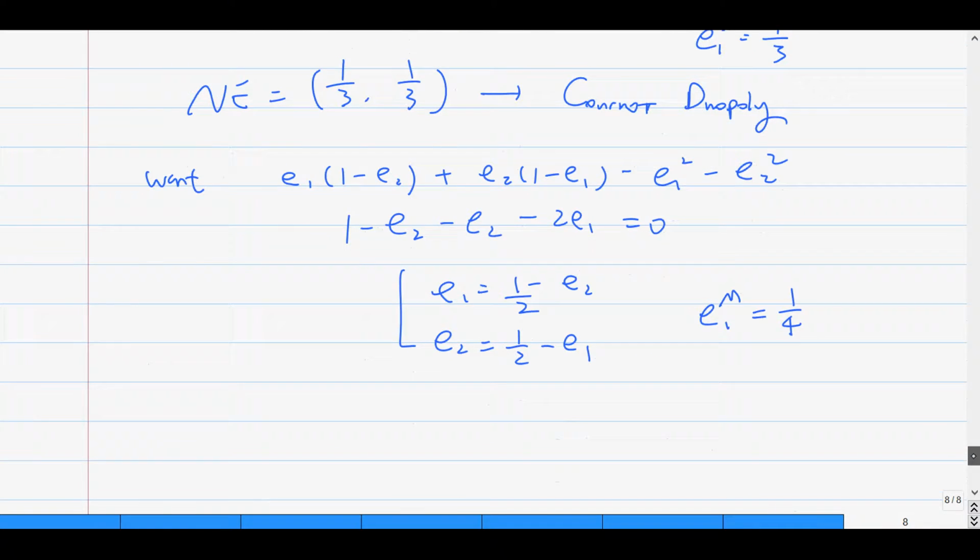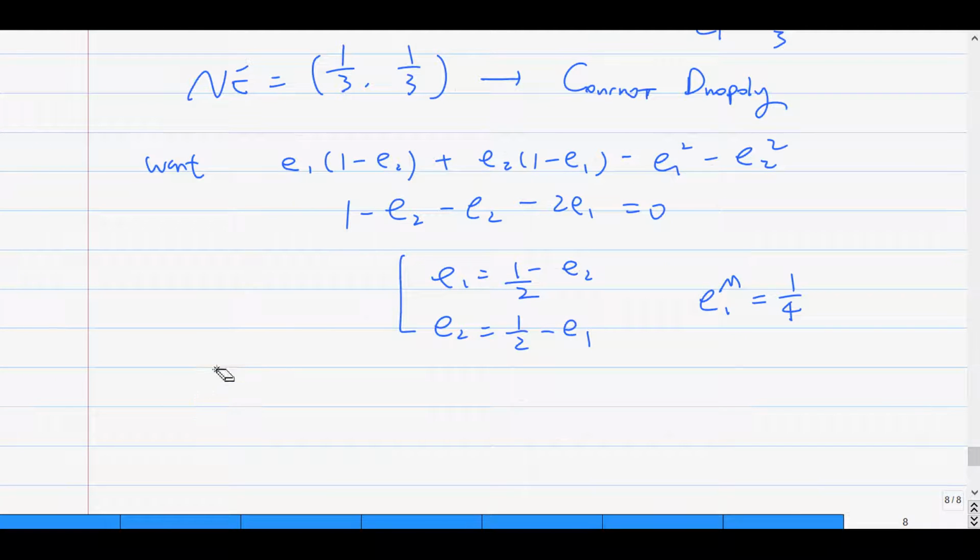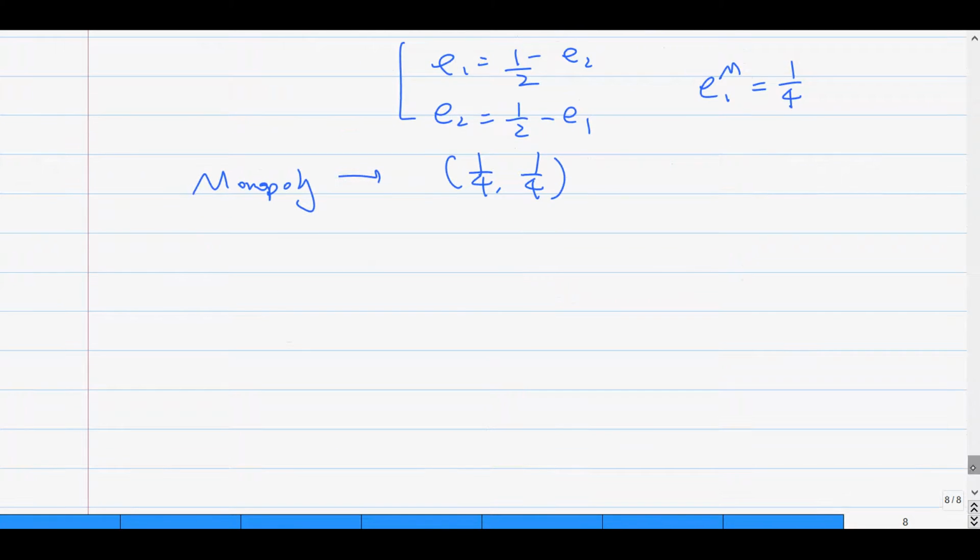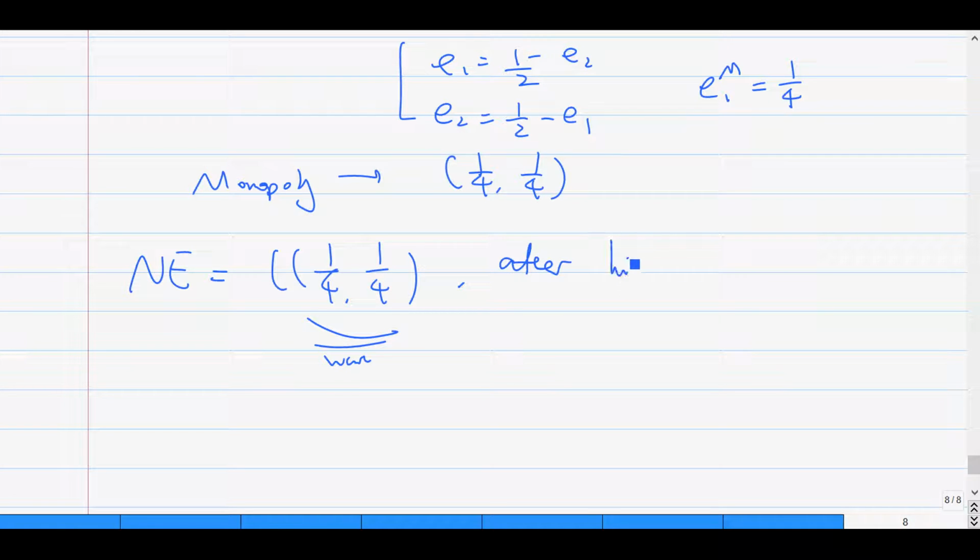Now we get both of them. So this is the monopoly outcome, which is 1 over 4 and 1 over 4. The next step is that there needs to be an optimal deviation in the first round. The Nash equilibrium of the two-stage game is always what we want first. After what we want, I would always have the Nash equilibrium, and the Nash equilibrium is only this after that history: 1 over 4, 1 over 4.